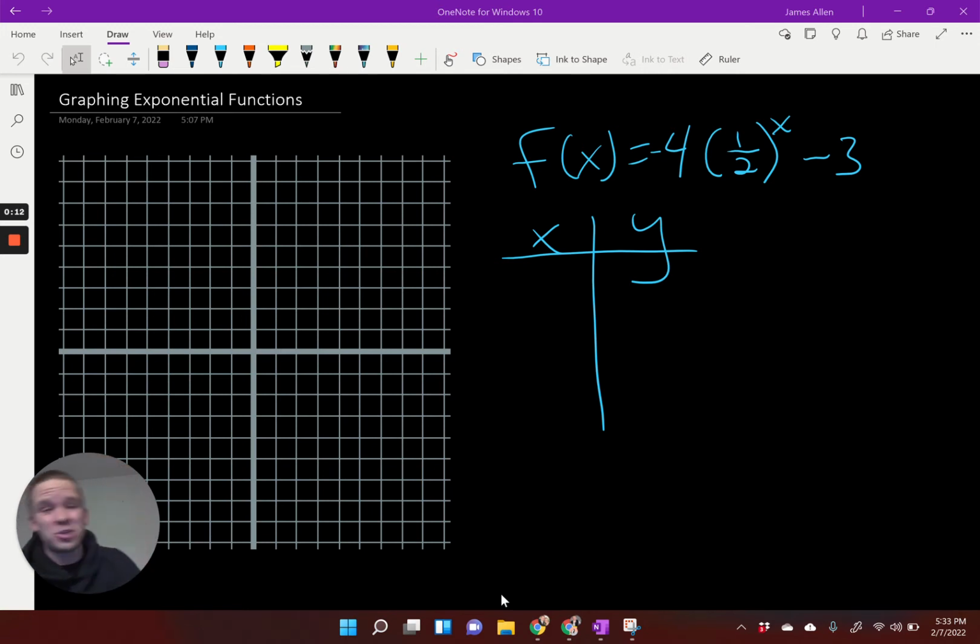This is a decay function because it's 1/2 raised to the x. A number between 0 and 1 means that it's going to be a decay function. And we're going down 3. Fortunately, no left-right shifts, so that's cool. All right, what the heck is going on here?